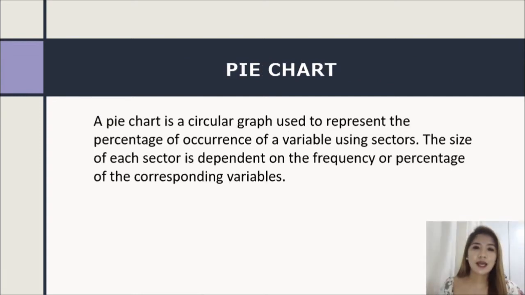Next, we have a pie chart. A pie chart is a circular graph used to represent the percentage of occurrence of a variable using sectors. The size of each sector is dependent on the frequency or percentage of the corresponding variables. There are different variants of the pie charts, but we will be restricting ourselves to only 3. For better illustration of these types, let us consider the following examples.